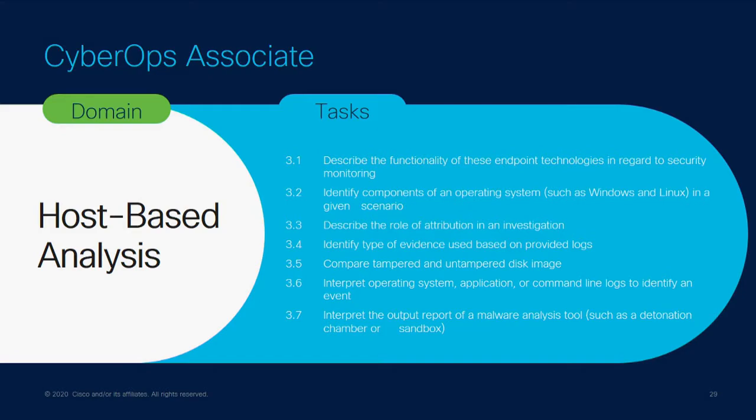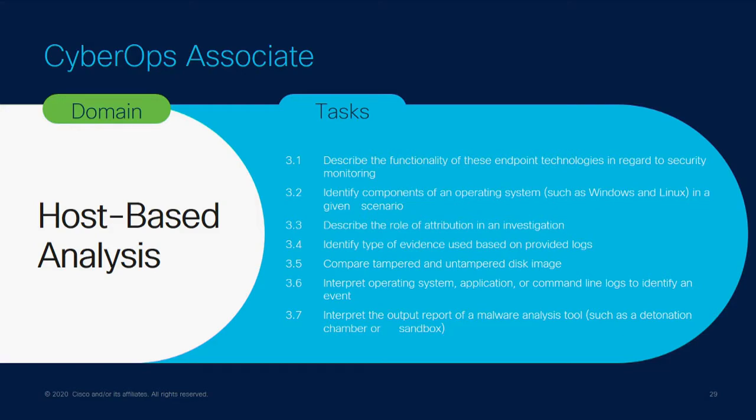And in 3.5, we want you to help us to compare tampered and untampered disk images, right? What is that? Was the disk tampered? Was the disk not tampered? You need to be able to identify those key differentials for a disk image. On 3.6, we would like you to be able to understand in depth how to interpret operating system, application, or command line logs to identify an event. That is very, very key.